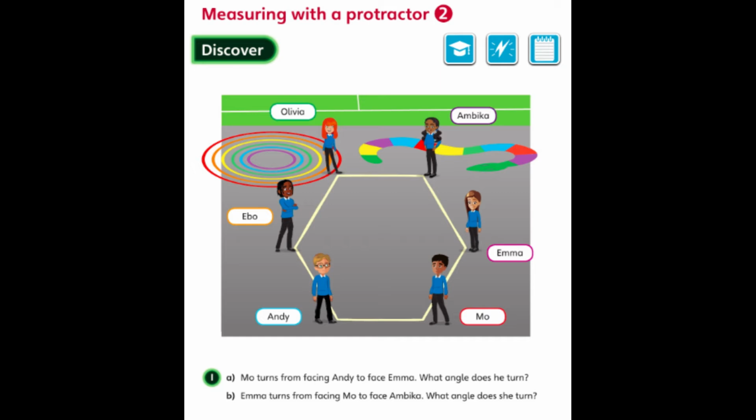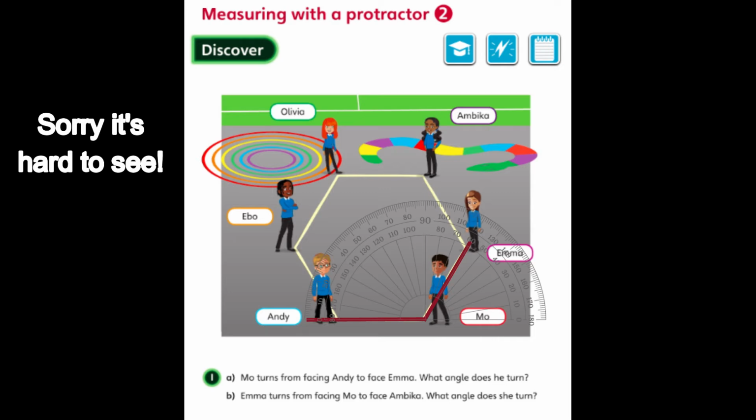1A. Mo turns from facing Andy to facing Emma. All right, so we see Mo. Right now he's facing Andy, and he's going to turn so that he's facing Emma. Then it asks, what angle does he turn? Well, the angle that he's turning, I can see that 0 line right there, that straight line from Mo to Andy, and he's going to turn towards Emma. So the end line of my angle is going to be the line from Mo to Emma. So in red, now you can see that angle formed. For me to determine that angle, all I have to do is take out my protractor and measure it. So let me do that.